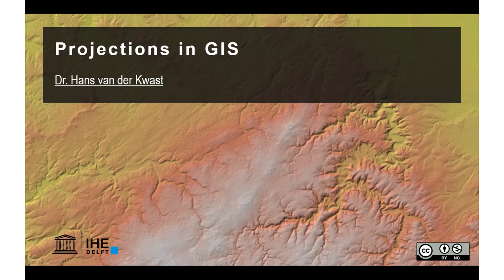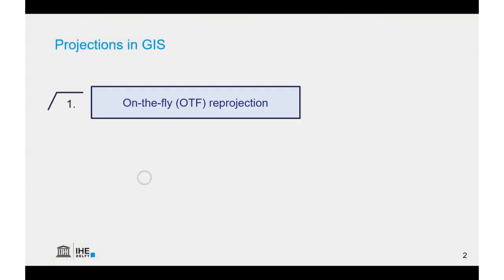In this video, I'm going to explain how projections work in GIS. We will look at on-the-fly reprojection, which is basically the projection of your project. The on-the-fly reprojection makes it possible that layers with different projections can be visualized in the map canvas together, if they have the correct projection.